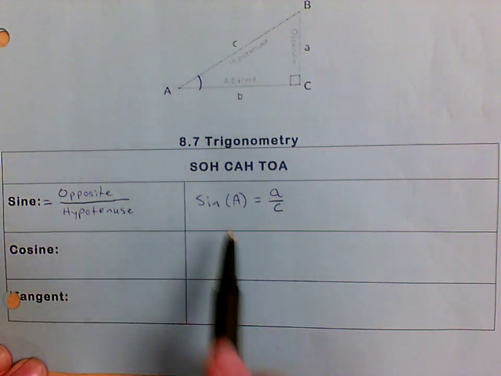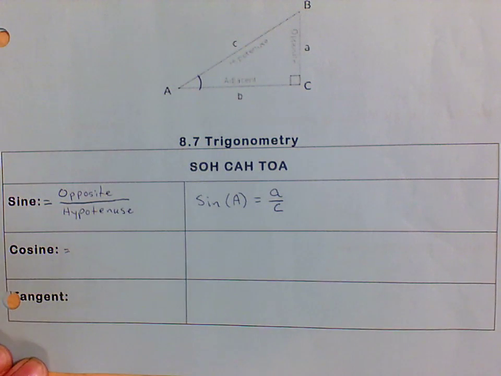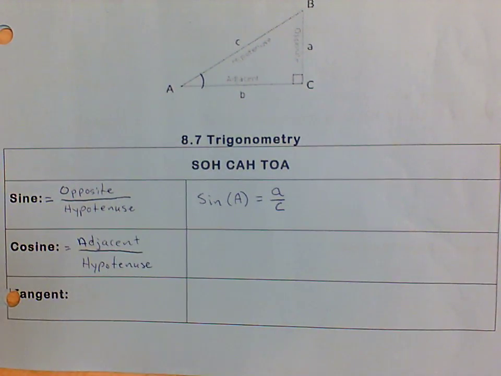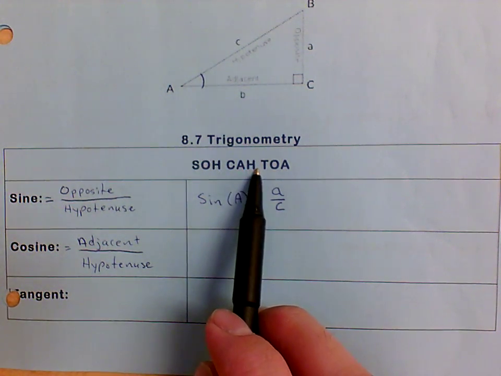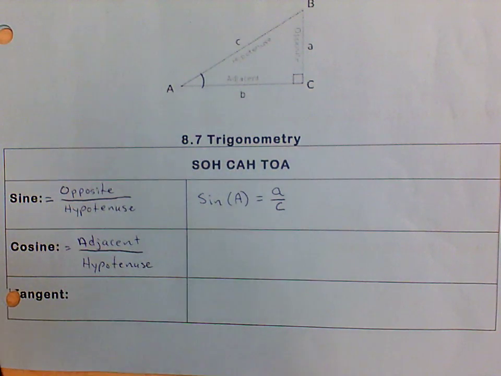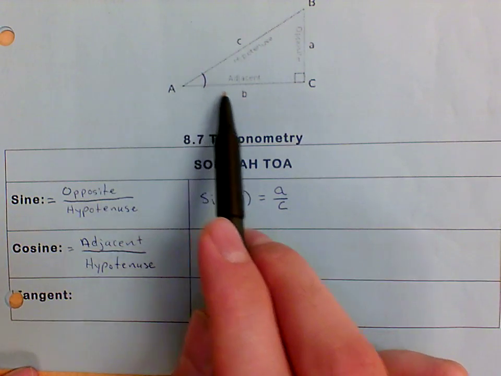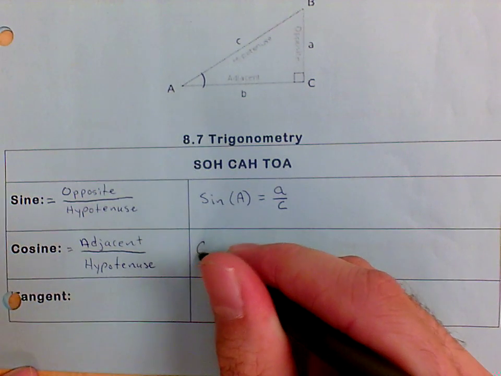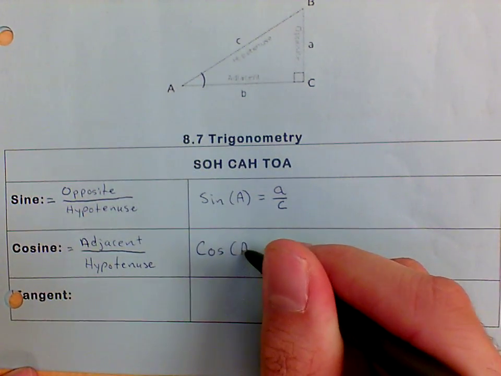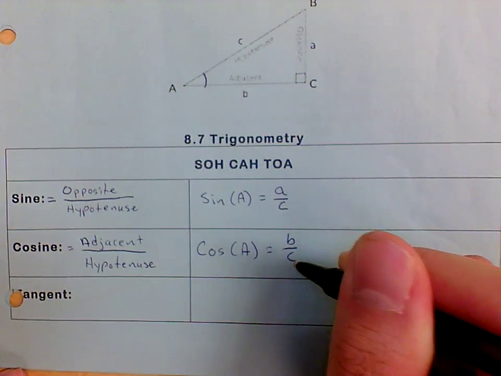Cosine, so we've got the CAH now that we're talking about. Cosine equals the adjacent over the hypotenuse. So cosine, adjacent, hypotenuse, CAH, SOHCAHTOA. If I'm looking at the angle A right here, the adjacent side is B and the hypotenuse is C. So cosine of A is going to equal B over C.